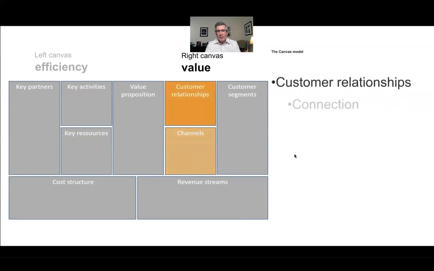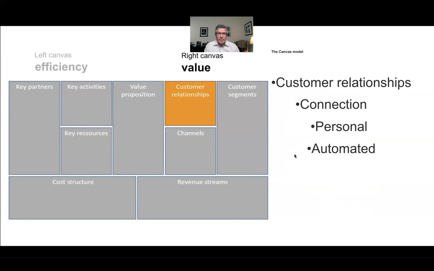The customer relationships is where you make the connection to the customer. And this connection can be personal. It can also be automated. And what we mean by that is, again, if you're buying a new car, you may not want to buy it online. You may want to go in and drive it. You may want to go and talk to a salesperson, although I don't know anyone that would want to talk to a car salesperson, but yes, that personal part of it does come into play. The automated part may come in through Amazon.